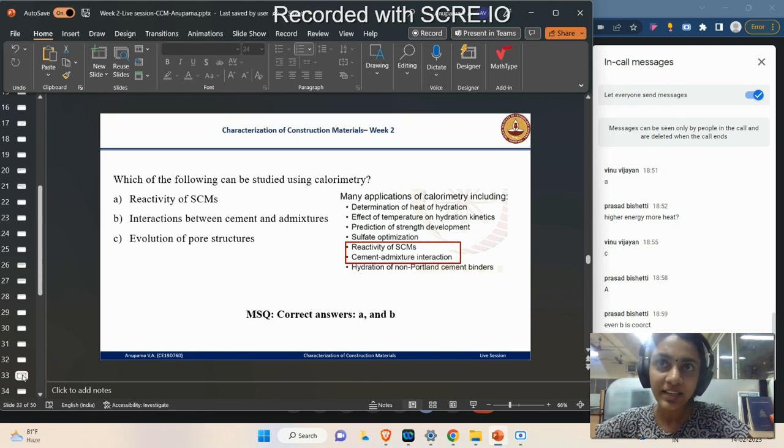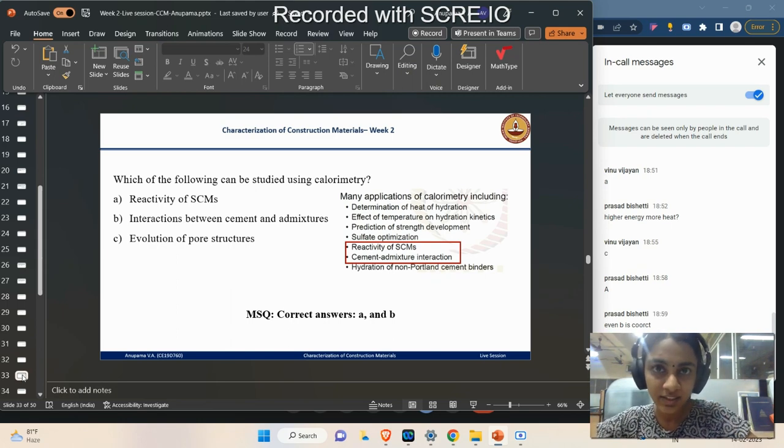For example, there are certain admixtures which curb the initial hydration, which slow down the initial hydration, like retarders, or some increase the rate of initial hydration, such as accelerators. So in order to know their efficiency, or in order to know about the heat release and the rate of heat release, we can use calorimetry. Even in the case of the first option, the reactivity of SEM addition can be measured using calorimetry because they also involve an enthalpy change.